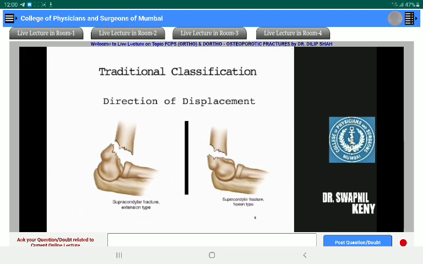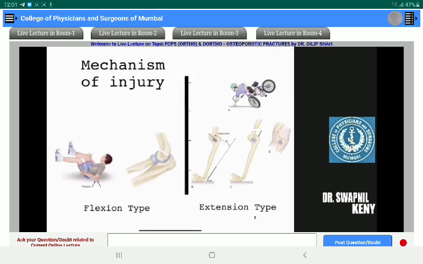So there is an extension type supracondylar fracture where the distal fragment is in extension, angulated or displaced posteriorly as compared to the proximal fragment. And there is a flexion type of supracondylar fracture where the distal fragment is comparatively in flexion, or displaced anteriorly or angulated anteriorly. The mechanism of injury for both these fractures is different. The flexion type actually happens when a child lands on a flexed elbow, and an extension type happens when a child lands on an extended forearm.